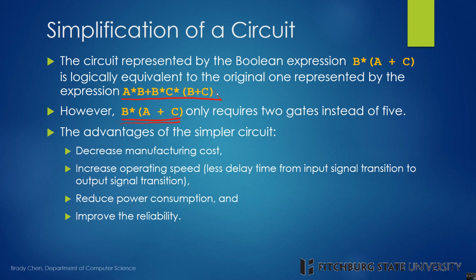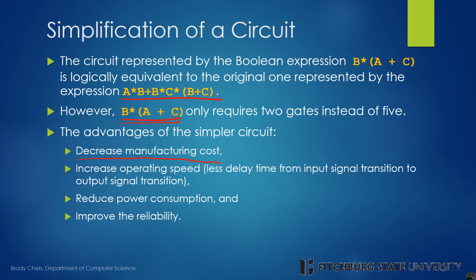Now, as we mentioned, this new simplified logic circuit only requires two gates. One is an AND gate, the other one is an OR gate, instead of 5. Now, what's the advantage? This is going to decrease the manufacturing cost, because when we build the circuit with a fewer number of gates, we can make it smaller. It's also going to increase the operating speed because we have less delay.